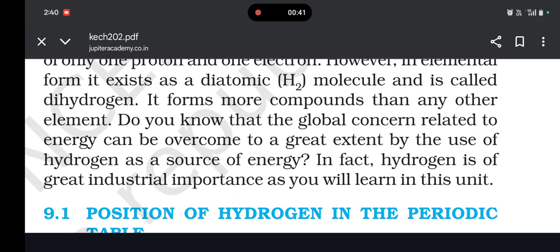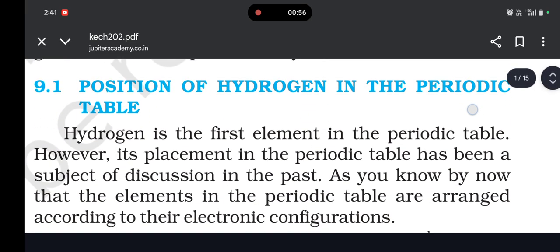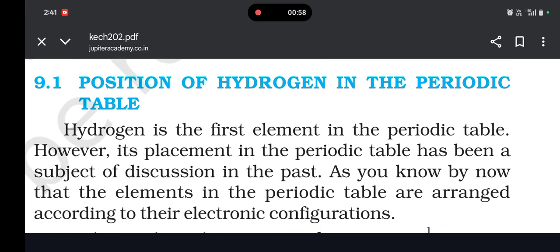Do you know that the global concern related to energy can be overcome to a great extent by the use of hydrogen as a source of energy? In fact, hydrogen is of greatest industrial importance, as you will learn in this unit. Position of hydrogen in the periodic table. Hydrogen is the first element in the periodic table. However, its placement in the periodic table has been a subject of discussion in the past.